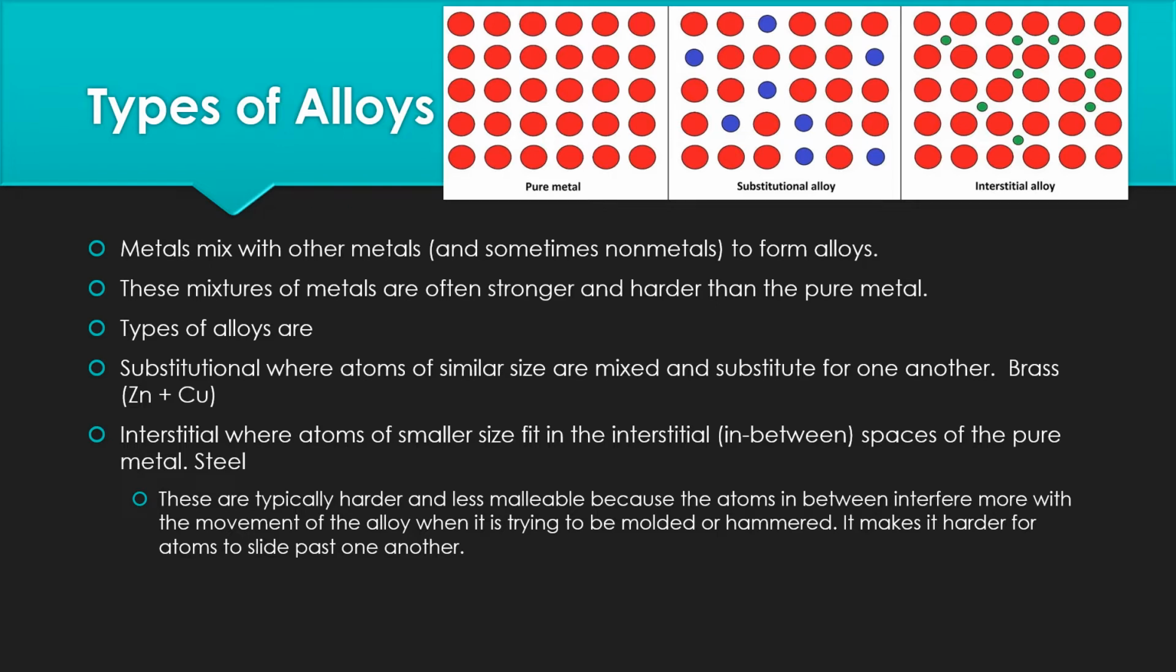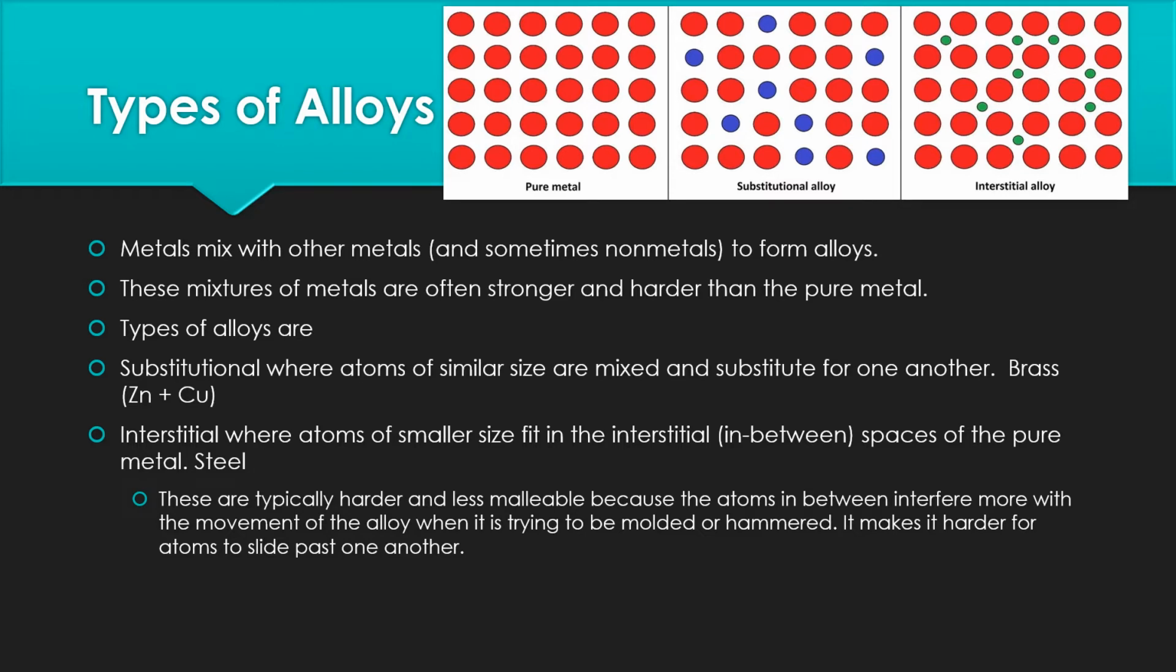So that's the one on the right up above. We have the little darker green atoms that are fitting in between the spaces of the red atoms. So they're not substituting for the red ones, they're fitting in between. A great example of this is steel.